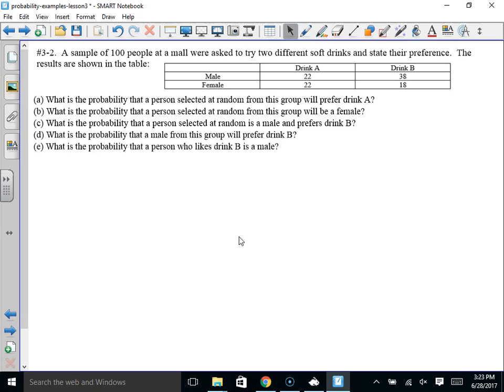Okay, so the probability that a person will drink A, let me just write the probability statement for that. It says we're finding the probability that a person selected from the group will drink A, right? So all we're finding is the probability that a person drinks A. There's no conditions or anything like that. This is what we would call a simple probability. It means that we're going to use the entire table to figure that out.